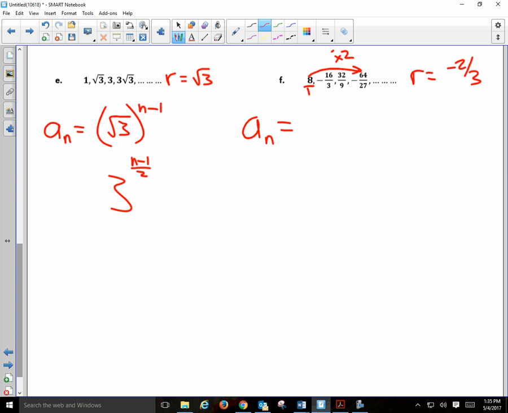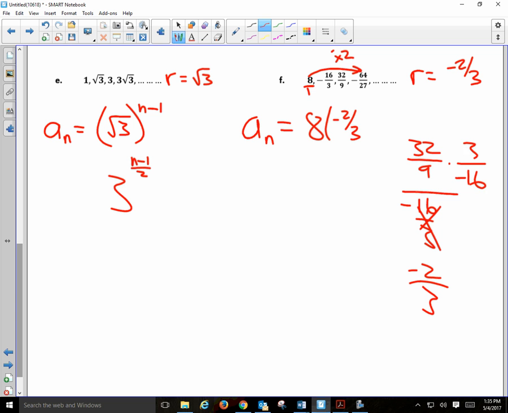If you ever get confused, here's all you have to do. Take two terms, say 32 over 9, and then divide it by the previous term, negative 16 over 3. If you multiply by the reciprocal, notice that you are going to get negative 2/3. This gives you 3 in the denominator, negative 2 in the numerator, negative 2/3. So we've got 8 times negative 2/3 raised to the n minus 1, done and done. When we can write rules, it's good. Arithmetic and geometric, you can always write rules. There are some of them where it's pretty difficult to write rules.